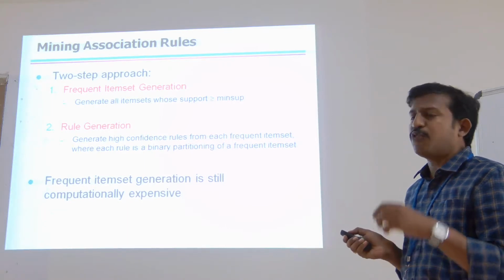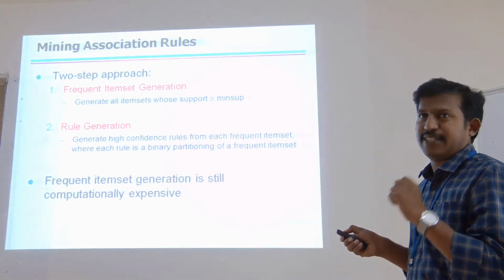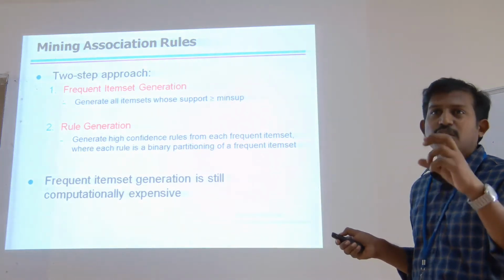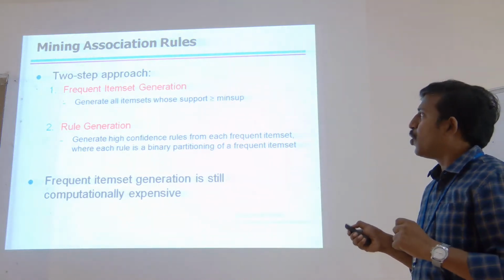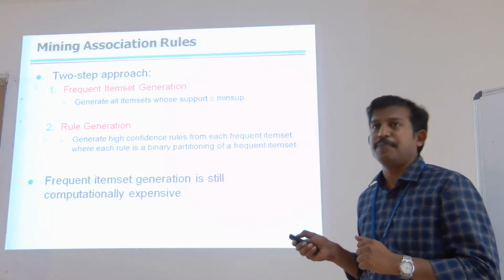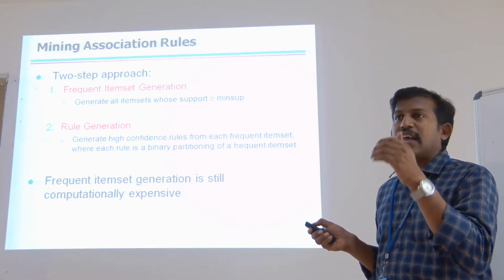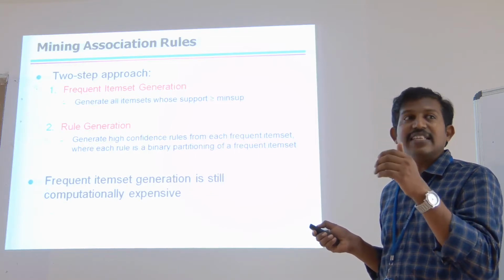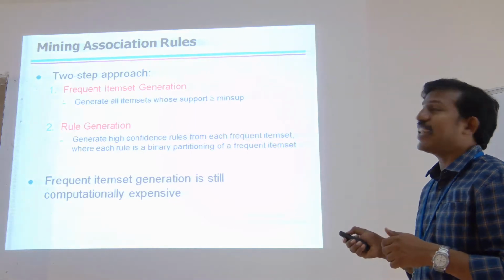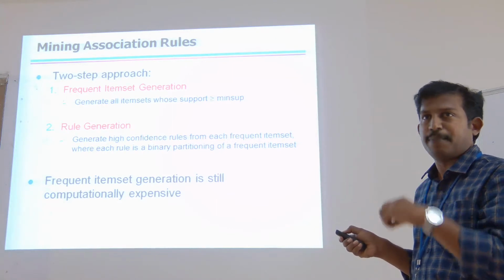In the first step, we find the frequent item sets. In the second step, we generate the actual association rules. In the first step, we generate frequent item sets. What is meant by a frequent item set? For an item set, if we calculate the support and the support is greater than or equal to the minimum support, then we can say that item set is a frequent item set. We generate such item sets in the first step.